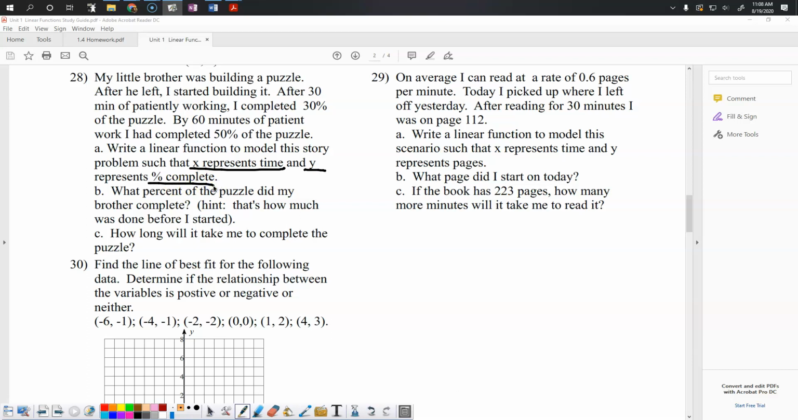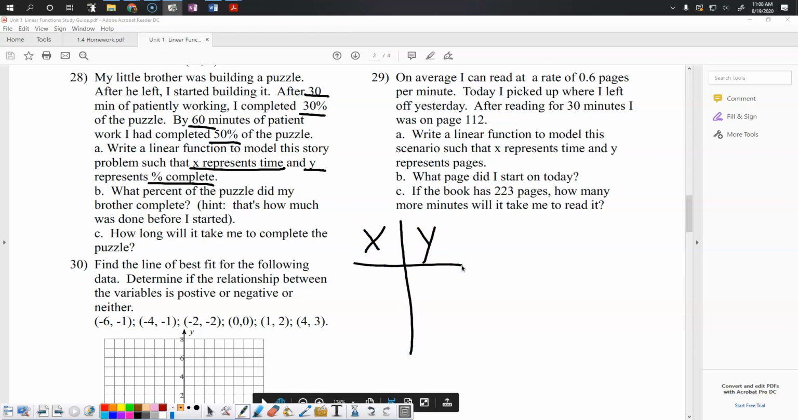Okay? So this is a problem where I give you 4 numbers. And when I give you 4 numbers, you want to start setting your problem up like this. X represents the time.